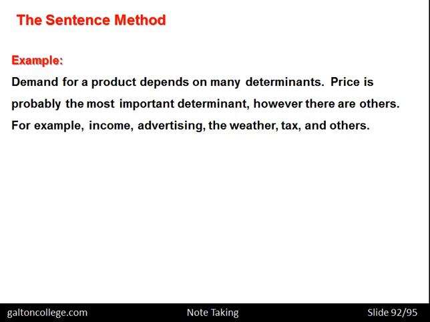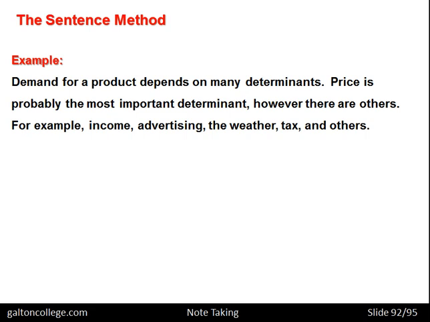In this slide, here we have perhaps a sentence given by a lecturer in a class on microeconomics. So in this case, the lecturer said that the demand for a product depends on many determinants. Price is probably the most important determinant. However, there are others. For example, income, advertising, the weather, tax, and others. Other influences on the demand. So it's not just the price influencing the demand for a product, there are many factors.